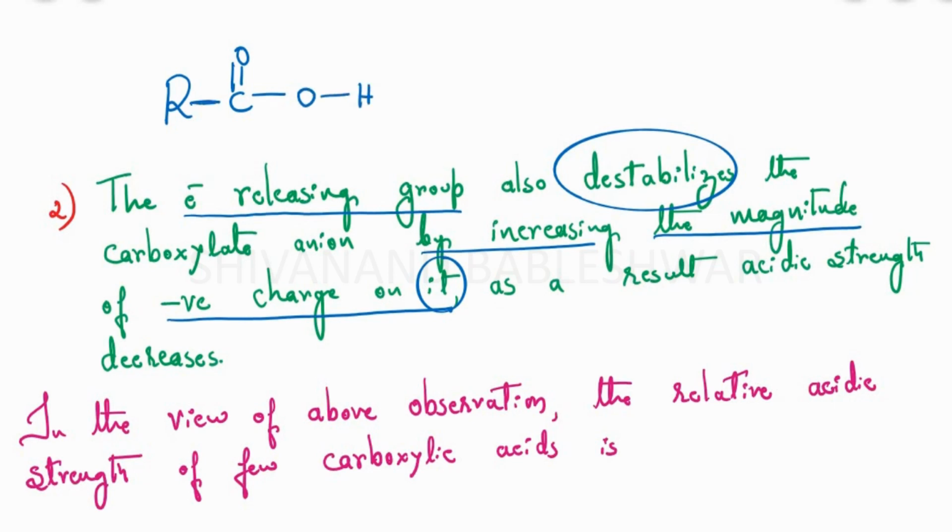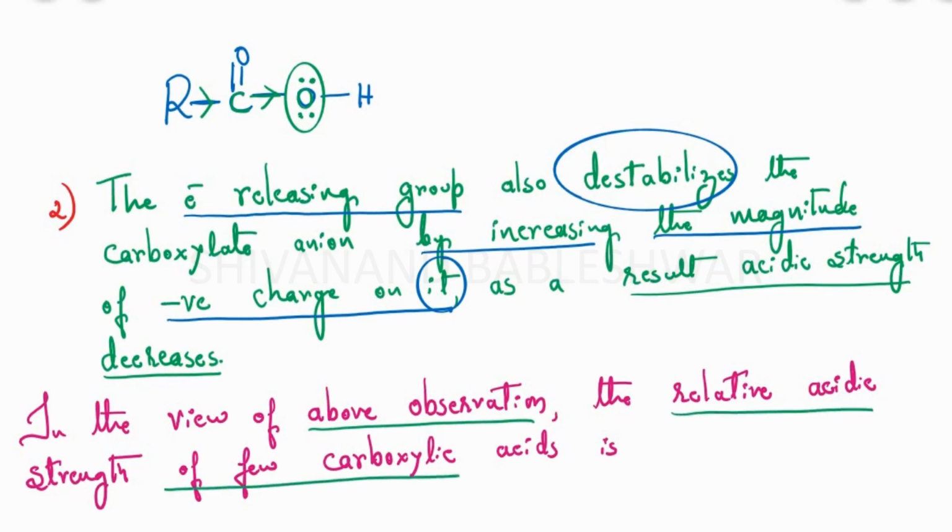So this R is an electron donating group. It is going to give electrons to this carbon. Carbon is again giving electrons to this oxygen atom. Oxygen already has one lone pair of electrons, so the excess electron density will be more on this oxygen atom. If it is in excess, it is going to destabilize, and as a result, the acidic strength is going to decrease.